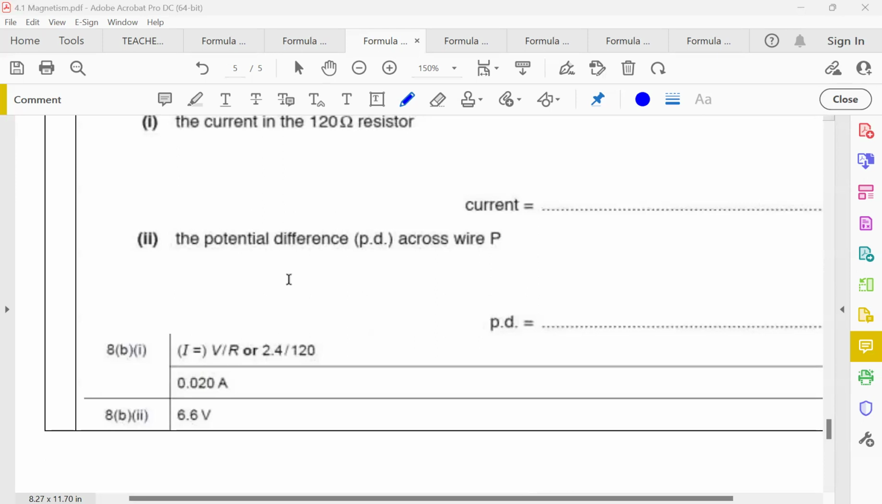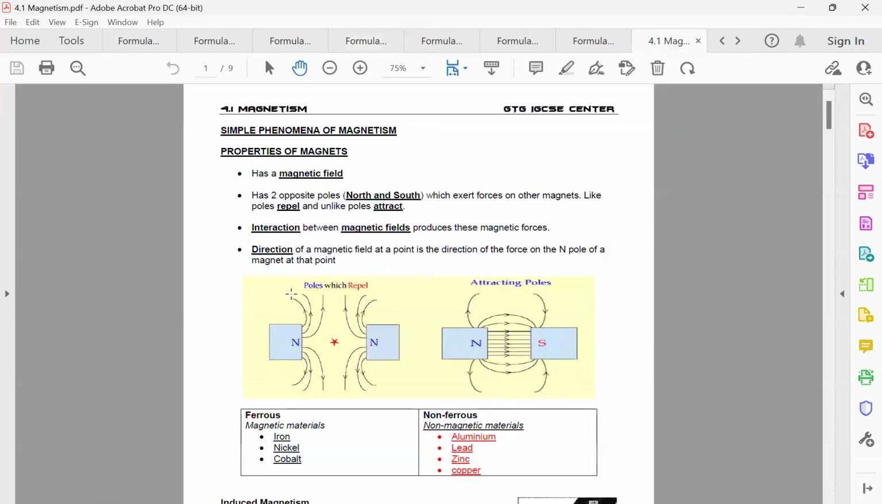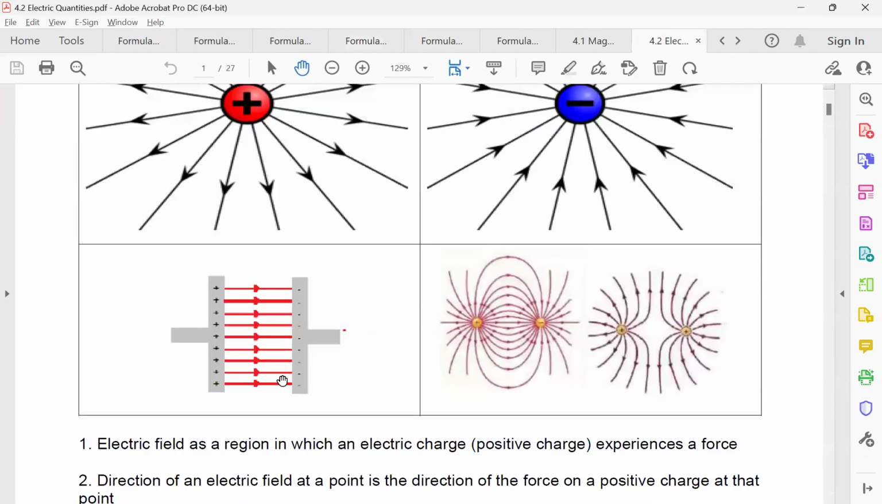Oh, 80 and above. Wow, the threshold is so high right now. Wait, where got high? Okay lah, 75 lah. Now I'm interested. 75, okay, guys.